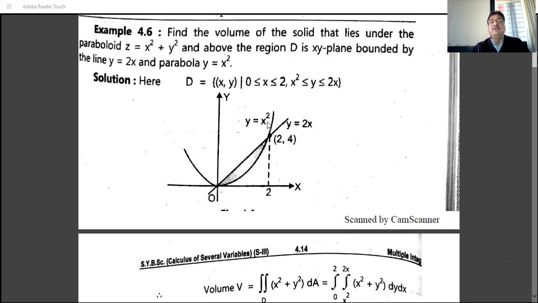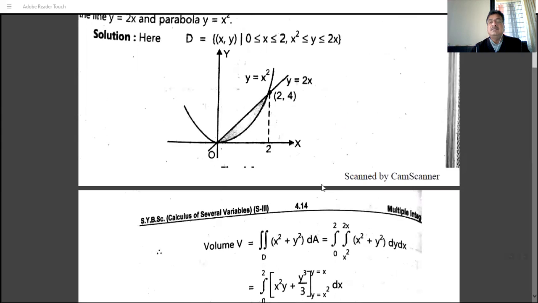Because how can we find the point of intersection? Solve these two equations, y is equal to 2x and y is equal to x square. If you substitute y is equal to 2x, then we have x square is equal to 2x, means x square minus 2x is equal to 0. Take x as common. So we have x in bracket, x minus 2 is equal to 0, means x is 0 or x is 2. And if x is 0, then y is also 0. And if x is 2, then y is 4. And so 0, 0 and 2, 4 are the points of intersection of these two curves.